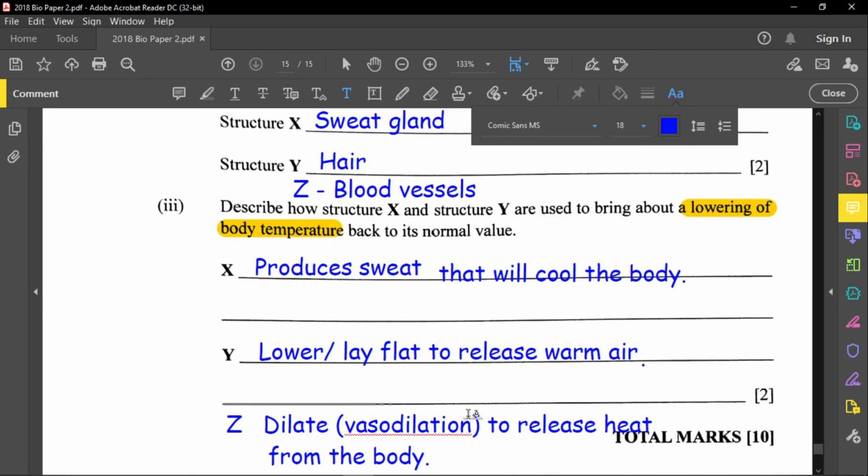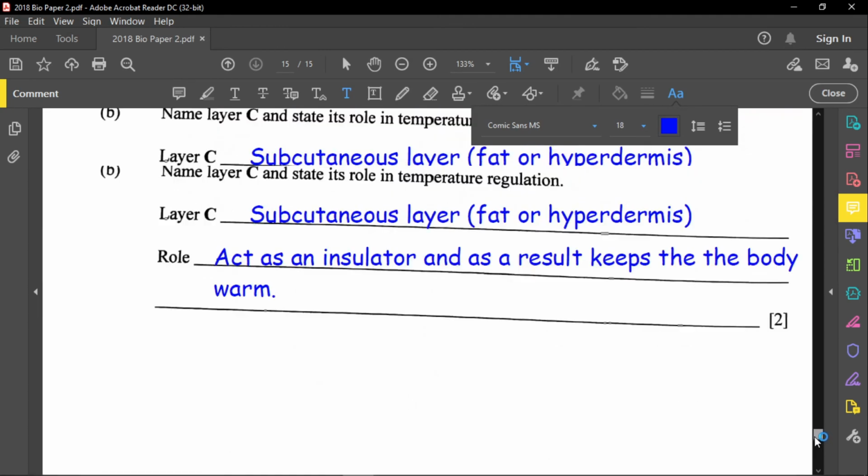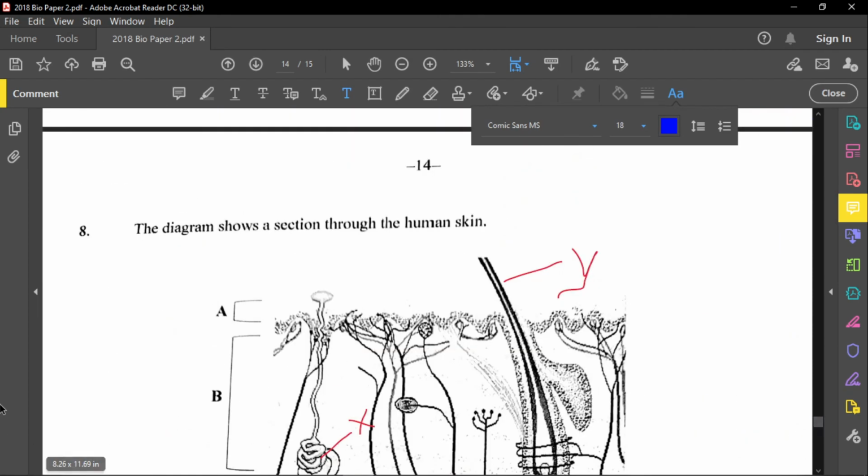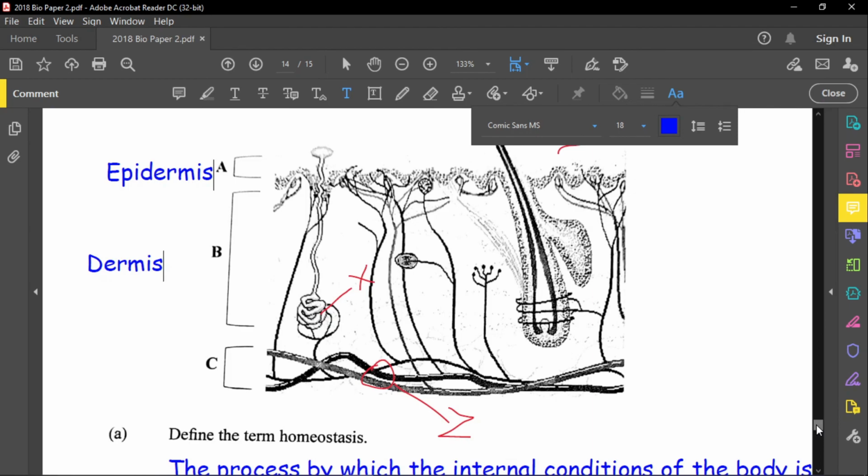What I promised to do is to label the parts of the skin. So let me go back up there real quick and label the parts that I promised to label. Here we have what they call the epidermis at the upper layer of the skin. So this is the epidermis, and then B will be our dermis.